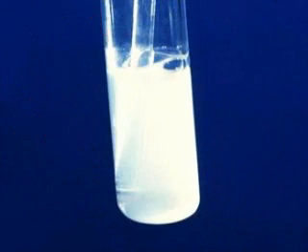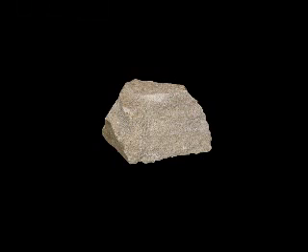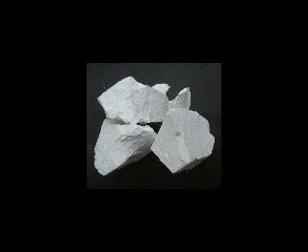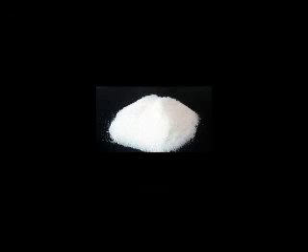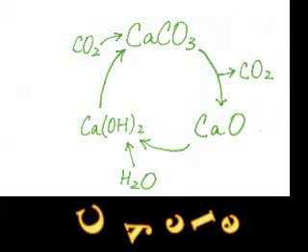The whole process is in fact a cycle. First, with calcium carbonate, after heating, it becomes calcium oxide. When water is added, we get calcium hydroxide. It turns back to calcium carbonate again when mixed with carbon dioxide.